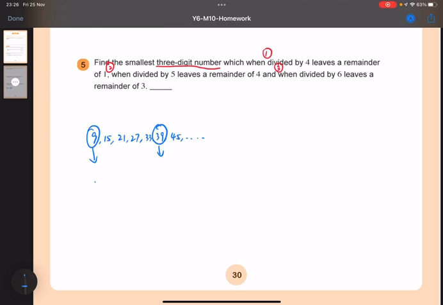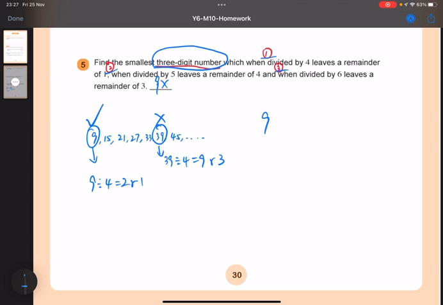Yeah, the 9. When 9 is divided by 4, the answer is 2 with a remainder of 1. So 9 works. How about 39? So when 39 is divided by 4, the answer is 9 with a remainder of 3. So no, 39 does not fulfill the requirement. So number 9 is the smallest number we can find that fulfills requirements 1, 2, and 3. But the question is looking for a three-digit number. Yeah, we cannot just put 9, a single-digit number, as the answer.